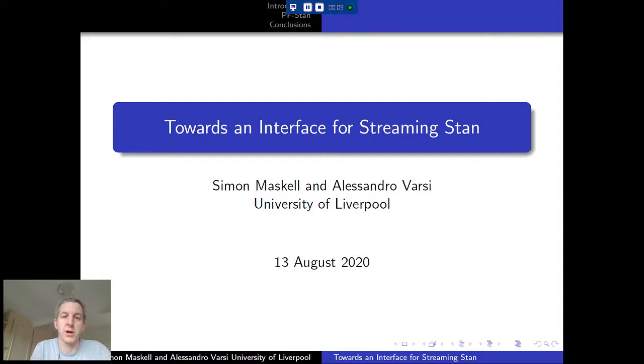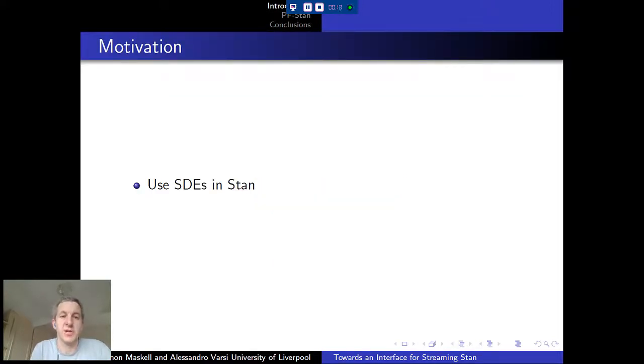We're going to talk about how we are working towards building an interface for a streaming version of Stan. So our fundamental motivation is that we want to replace or provide the capacity to replace the use of ODEs with stochastic differential equations in Stan.